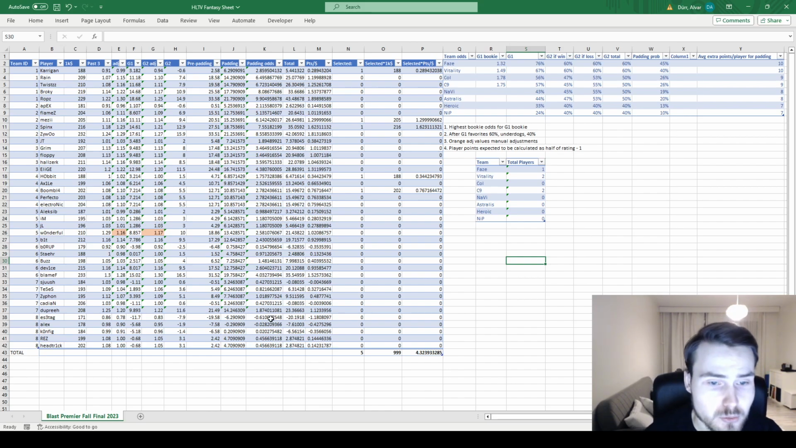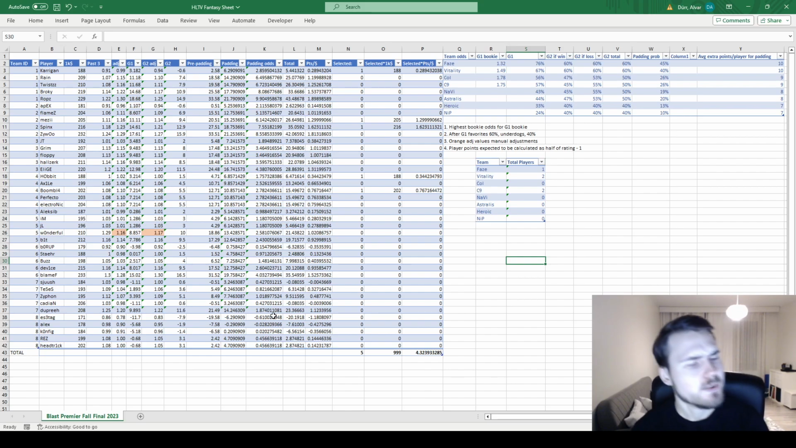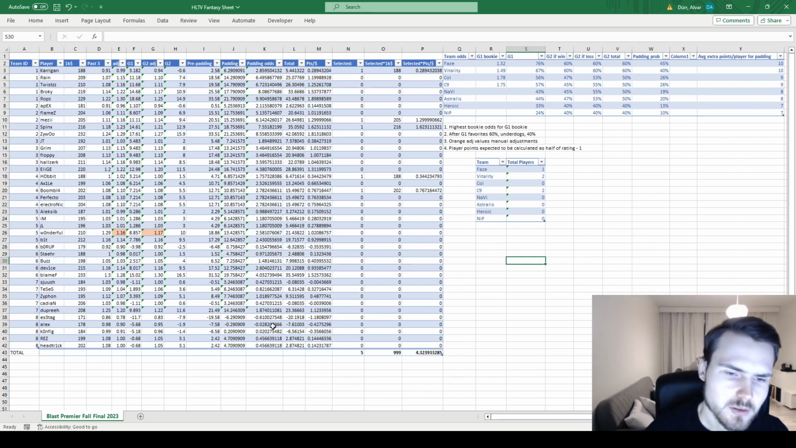What I could actually do, now that I look at it, is say that negative padding points are never... No, wait, negative padding points can happen. Okay, so never mind. It's okay.